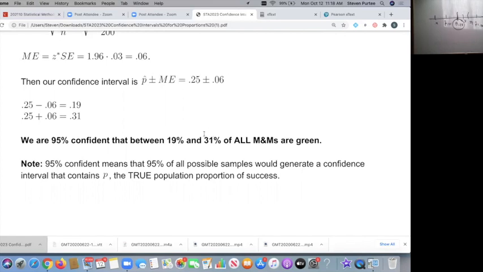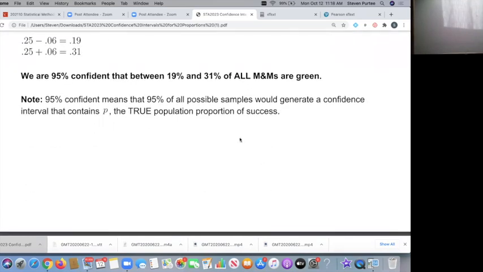But still, we only did one sample, and that's still pretty darn confident. There's only a 5% chance that we're wrong, and we've narrowed down what fraction of all M&Ms are green. So confidence intervals are very powerful, but there is this little bit of uncertainty in your answer.